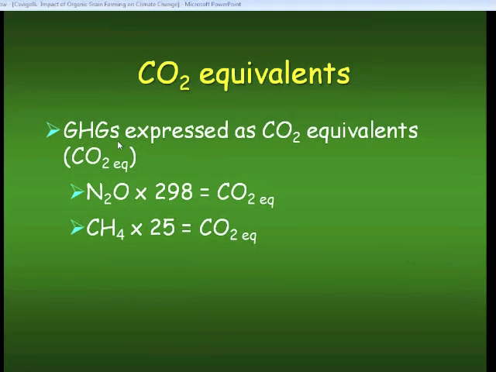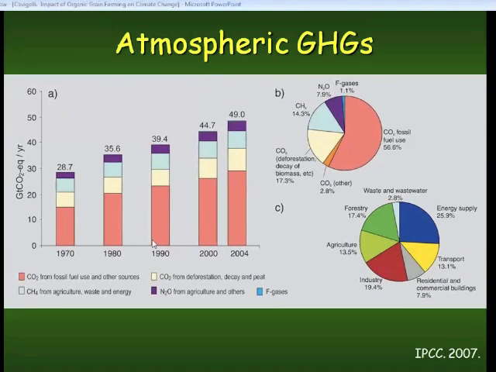To be able to compare the effect of these different gases all together in one fell swoop, we can express each of these gases in CO2 equivalents. So N2O, for example, which is nitrous oxide, is 298 times as powerful on a weight basis as CO2, so that the carbon dioxide equivalent of N2O is 298. The carbon dioxide equivalent of methane is 25, and this all assumes a carbon dioxide equivalent for carbon dioxide of just one. That's going to become relevant in the next graph, for instance, where, again, this is from the IPCC.